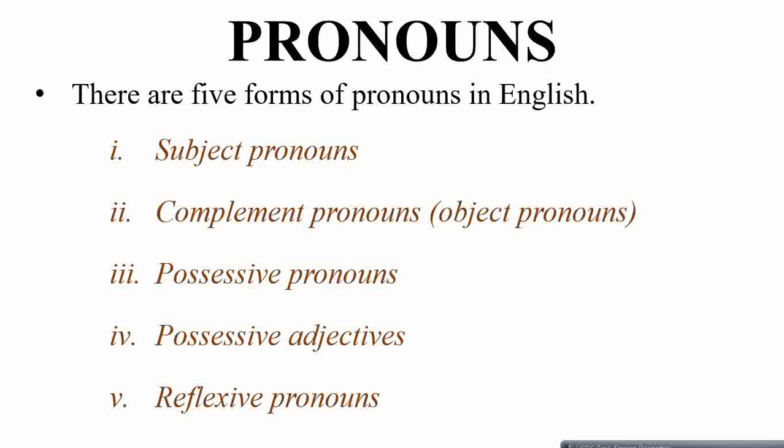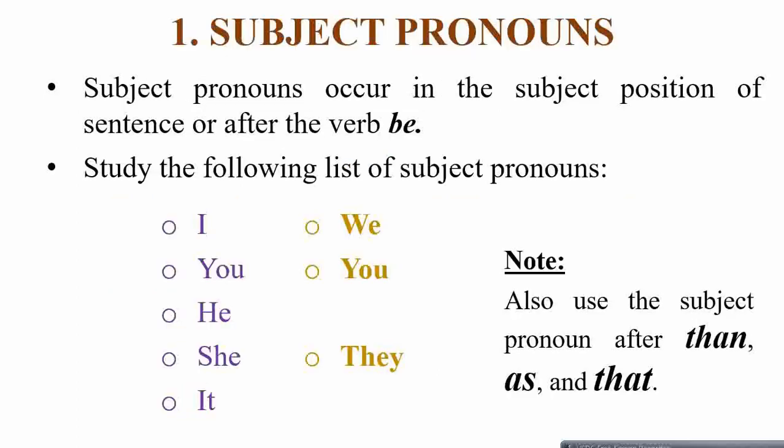So starting with the first one, subject pronouns occur in the subject position of the sentence or after the verb be. Be is: is, am, are, were, was; these are all be. So आपके पास जो subject position है, हमने अपने sentence structure की study में lesson first में study किया था। तो आपके पास जो subject pronouns हैं, ये subject की position में भी आ सकते हैं और it can come after the verb be. So what is the list of subject pronouns we have?